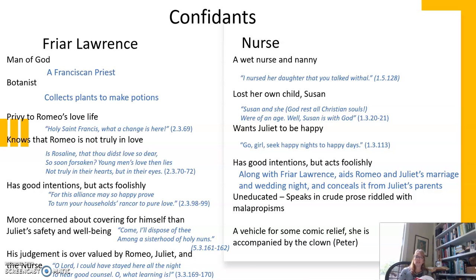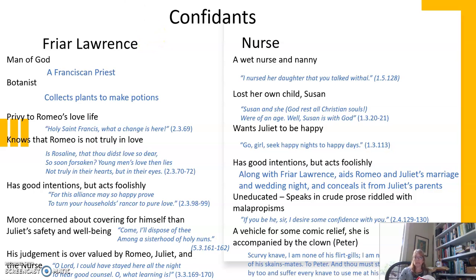The nurse is uneducated, speaks in crude prose that is riddled with malapropisms, like asking Romeo for some confidence instead of a conference. This is a malapropism. I talk about these kinds of language examples in my video about the language of Romeo and Juliet on One Lit Teacher.